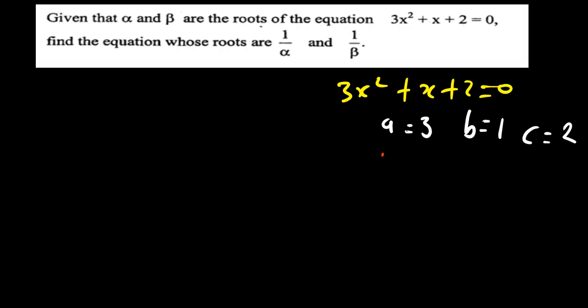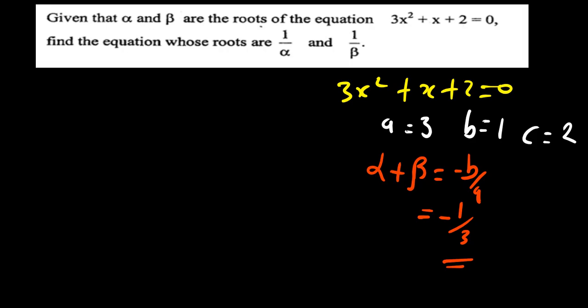We said alpha plus beta will be equal to negative b over a. In this case, negative b over a. Your b is 1, so negative 1 over a is 3. Okay, so in this case this will just be our sum.